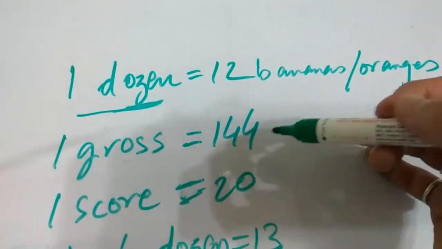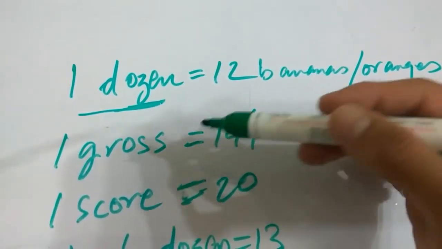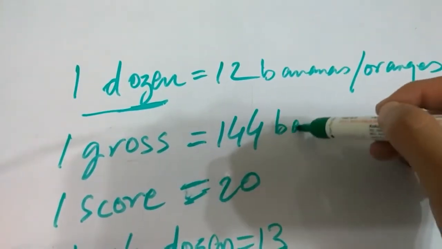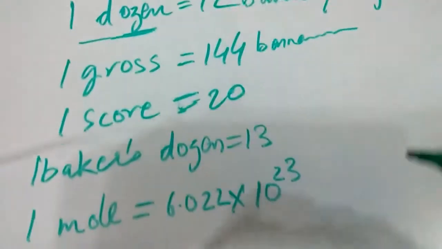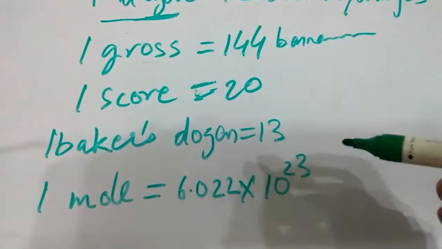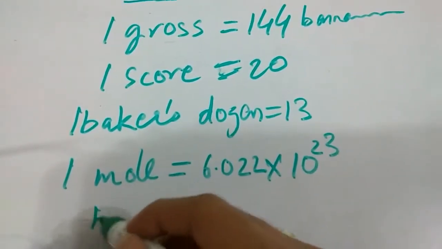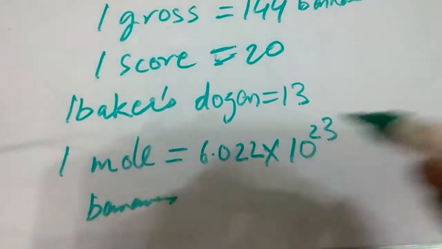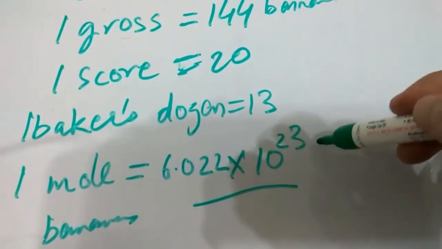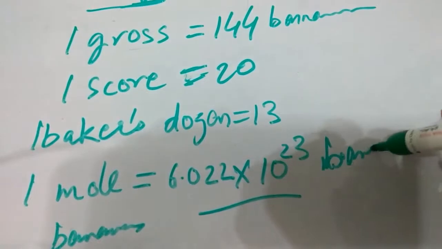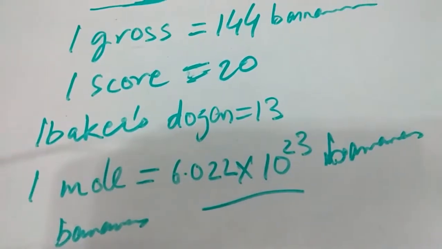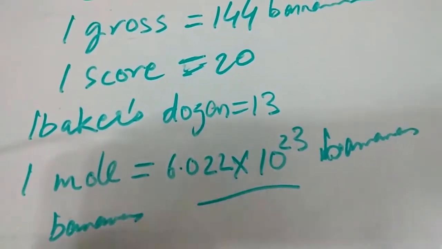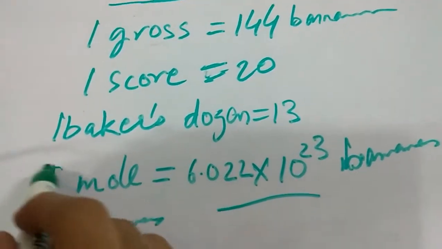1 gross is 144. If I say 1 gross bananas, it is 144 bananas. I can say 1 mole bananas. If I say 1 mole bananas, it means this number of bananas, that is 6.022 into 10 raised to the power 23 bananas. 1 mole is equal to this.